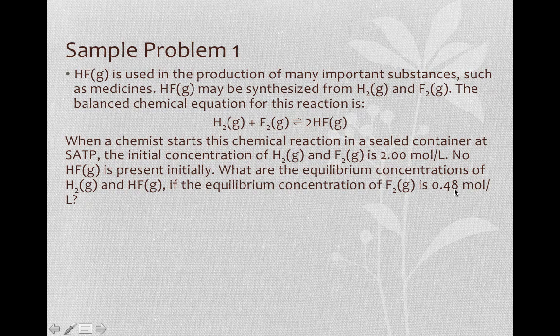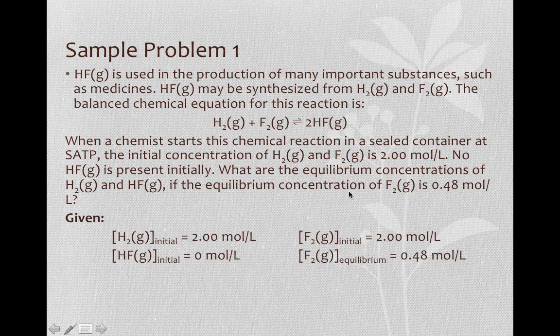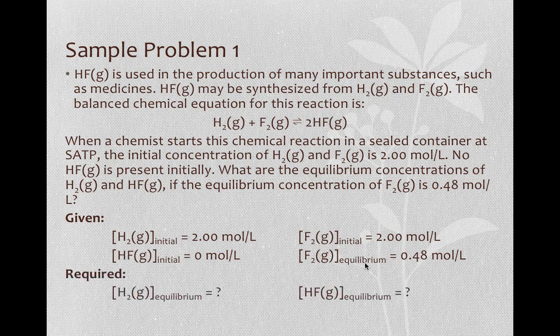Let's break down what we're given in the problem. We know our initial concentration of H2 and F2. They're both 2 moles per liter. We're told that we have 0 HF, so that concentration is 0 moles per liter. And we know at equilibrium that the concentration of F2 is 0.48 moles per liter. We're going to talk about this equilibrium concentration for F2 later, once we've set up our ICE table. And ultimately, what we're trying to solve for is the equilibrium concentrations for H2 and HF.